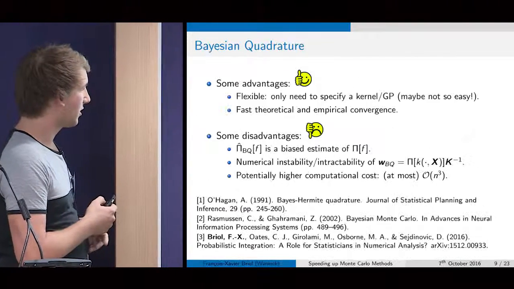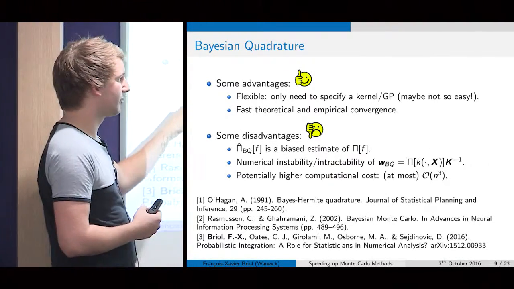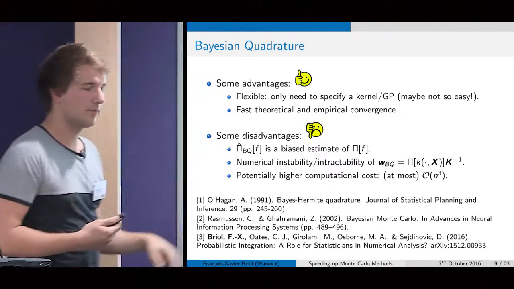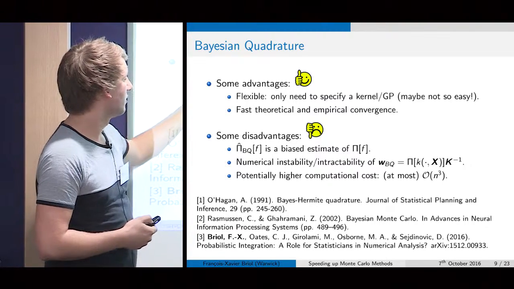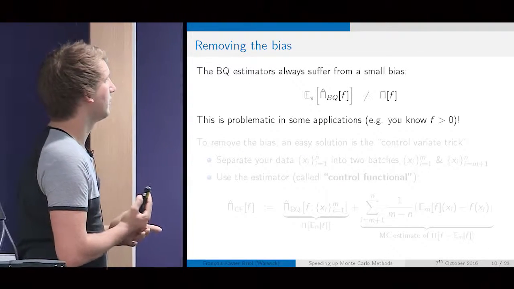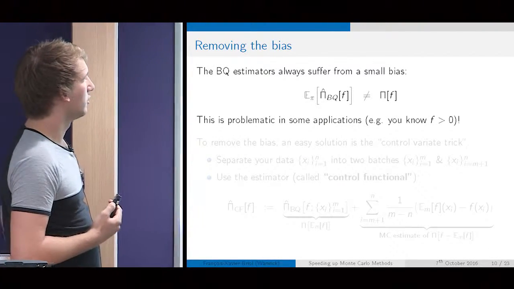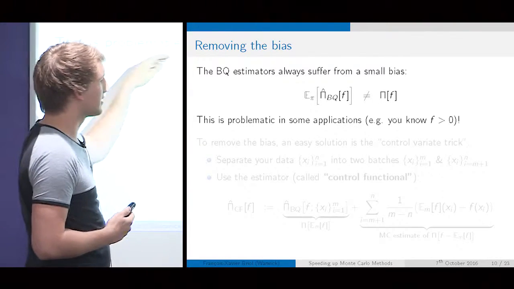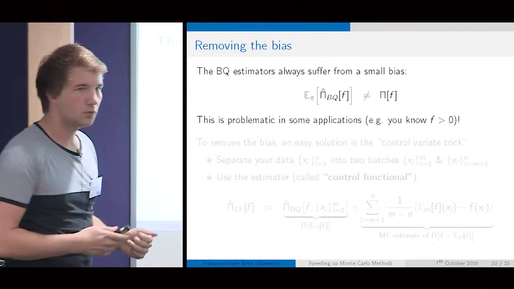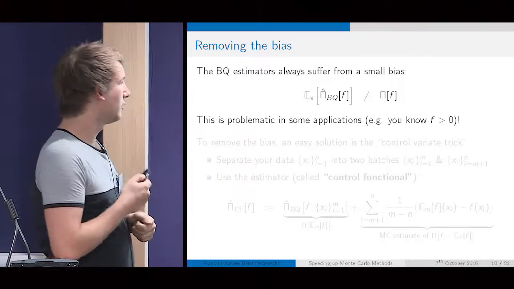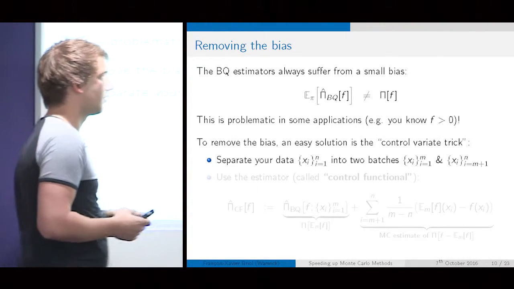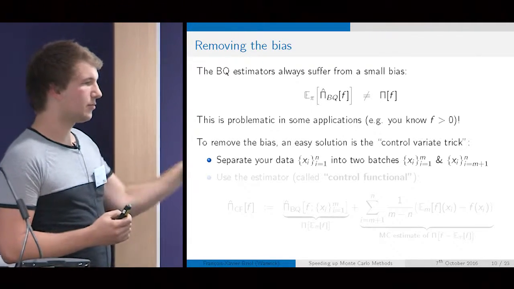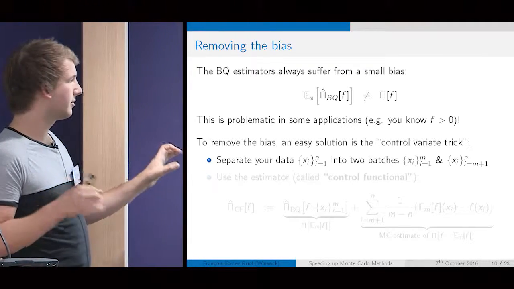So I'm now going to briefly mention how you can solve some of these issues. The first issue that I mentioned was the fact that we had a biased estimate of the integral, and that's pretty problematic in some applications. However, it's quite easy to remove this bias. Something you can do is use what I call the control variate trick, where you just separate your data into two batches.